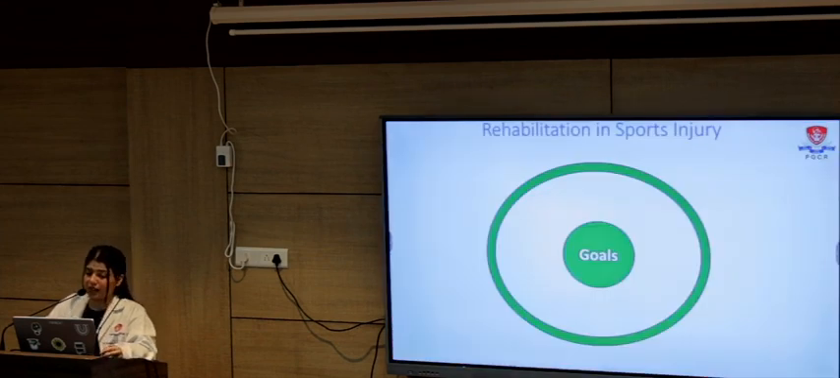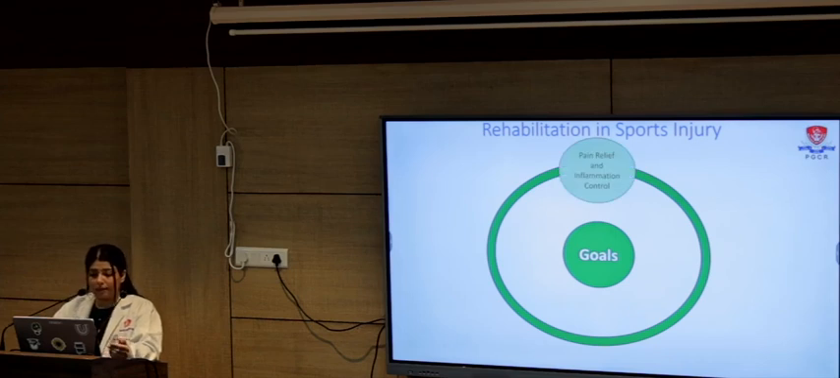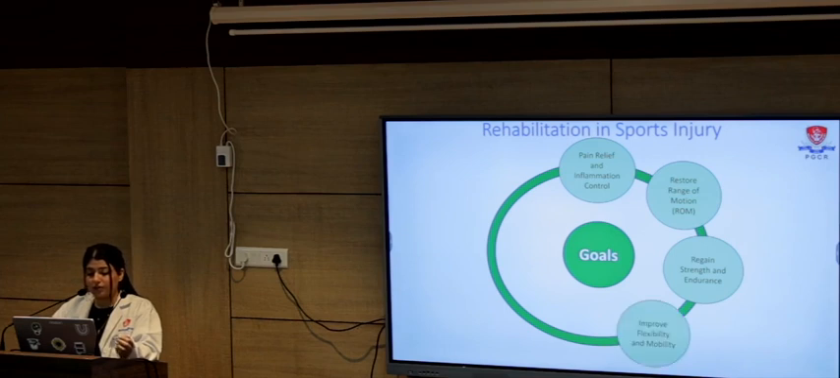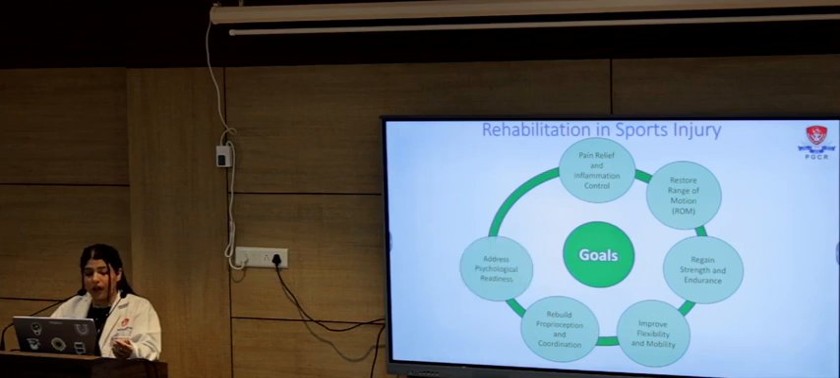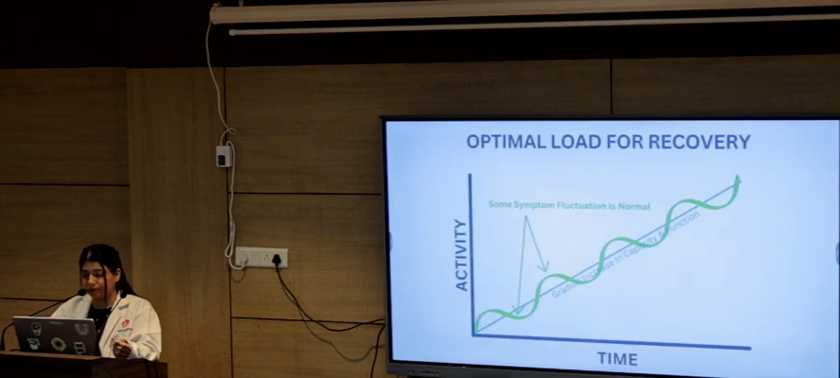Rehabilitation in sports injuries has many goals, which are to provide pain relief and inflammation control, to restore the range of motion, to regain strength and endurance, to improve flexibility and mobility, to rebuild proprioception and coordination, address the psychological readiness of the player, and ensure a safe return to play.